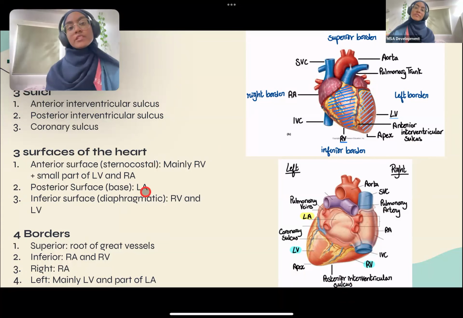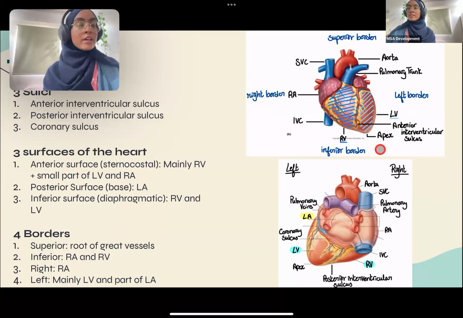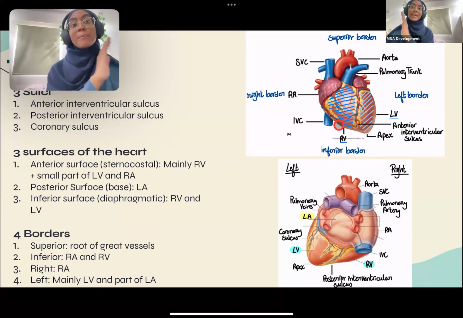Now for the 3 surfaces of the heart, we have first the anterior surface or the sternocostal surface, which is this surface, right? Now, once you look at this, what do you mainly see? You mainly see the right ventricle and the left ventricle, right? And also you see a small part of the right atrium. So these 3 are what make up the anterior surface, but mainly the right ventricle.